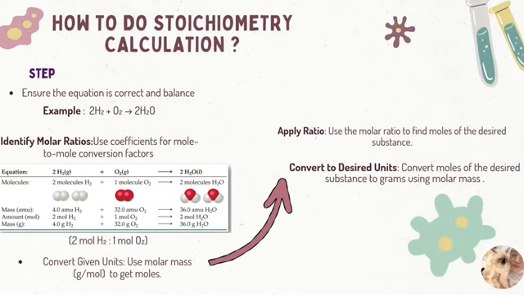How to do stoichiometry calculation? First, we need to ensure the equation is correct and balanced, like 2H2 plus O2, we get 2H2O. Next, we need to identify the molar ratio. Use the coefficients for the mole-to-mole conversion factor. Then, we know H2 has 2 moles and O2 has 1 mole.